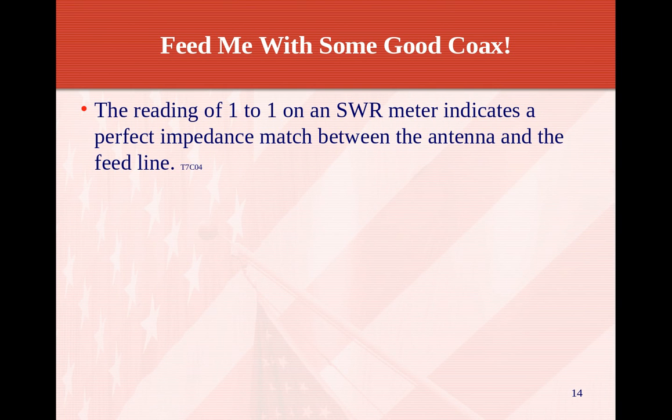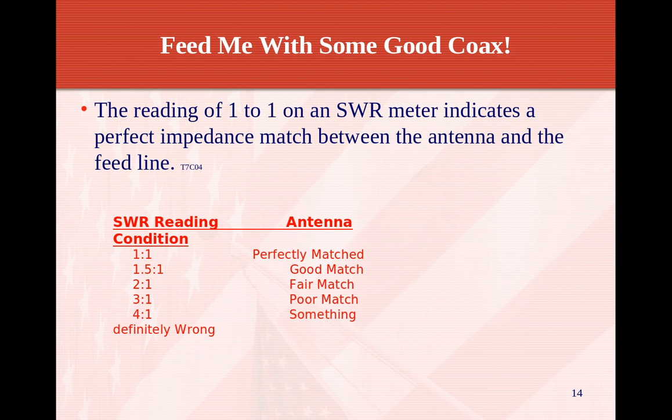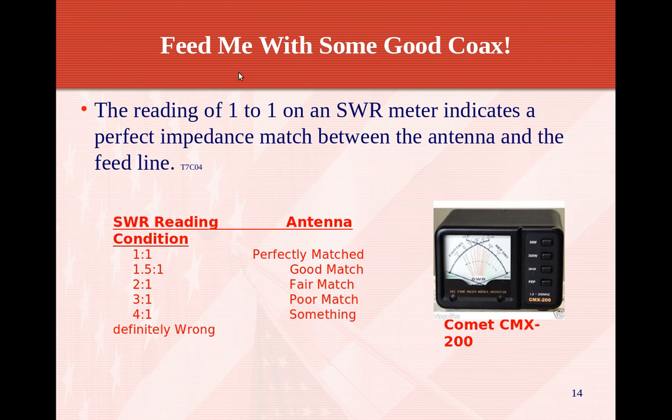Okay, a reading of 1-to-1 on SWR indicates that it's a perfect impedance match between the antenna and the feed line. Okay, so here's your SWR conditions. 1-to-1, perfectly matched. 1.5-to-1, good match. 2-to-1, fair match. 3-to-1, poor match. 4-to-1, something definitely wrong. Most of the modern transceivers that are out there now, once you get over 3-to-1, it automatically shuts off.